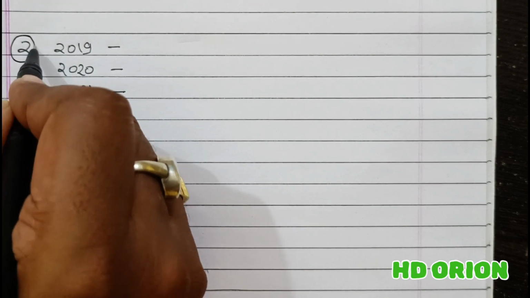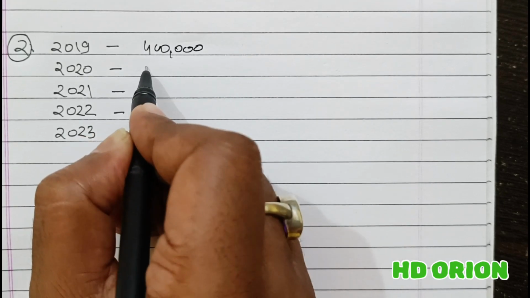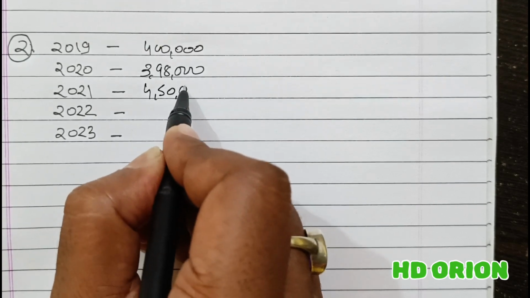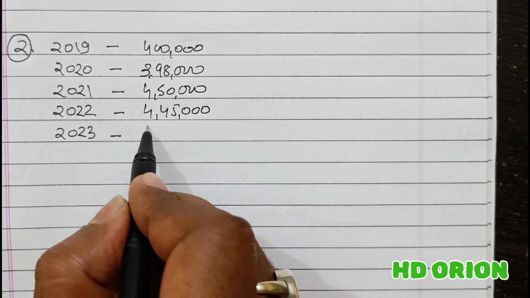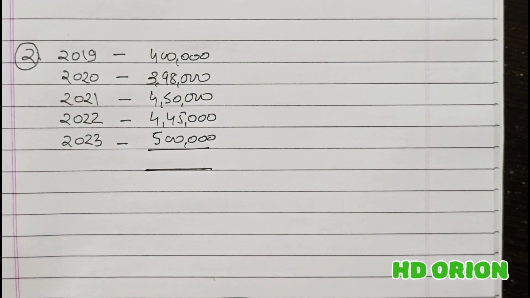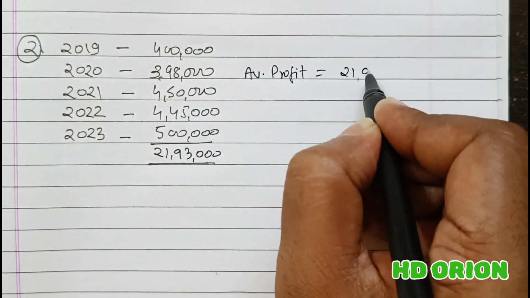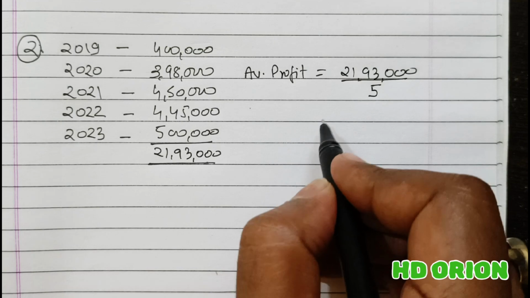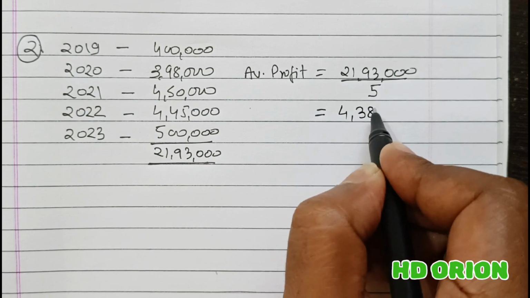So in question number 2, 5 years profit is given to us. It is 4 lakh rupees for the first year, then 3 lakh 98,000, then 4 lakh 50,000, then 4 lakh 45,000 and rupees 5 lakh. Grand total here will be 21 lakh 93,000. Average profit we will calculate: 21 lakh 93,000 divided by 5 years, so divided by 5, and our average profit is rupees 4 lakh 38,600.